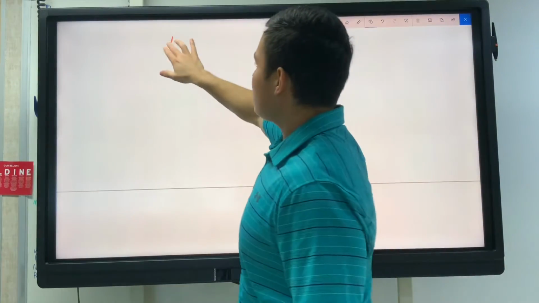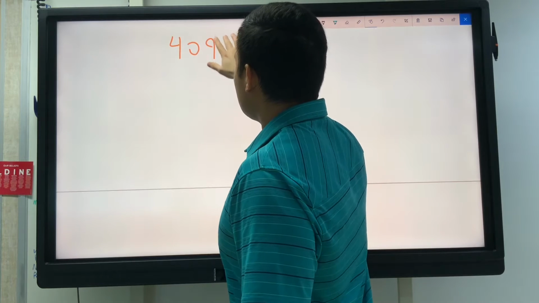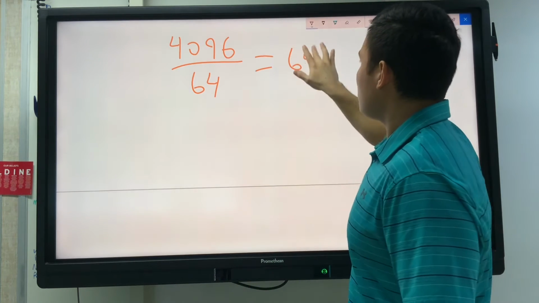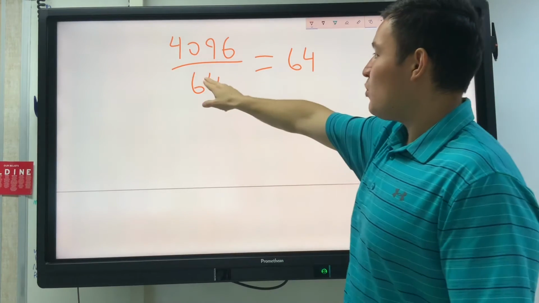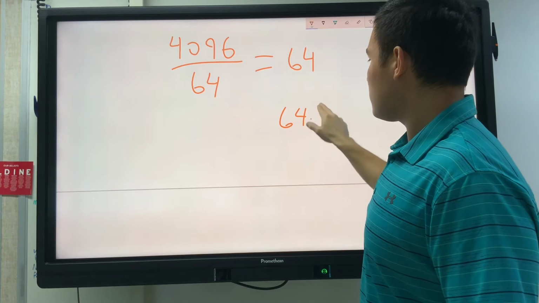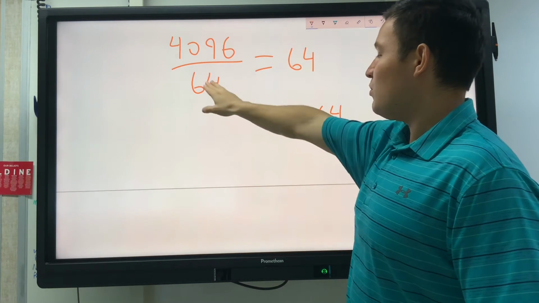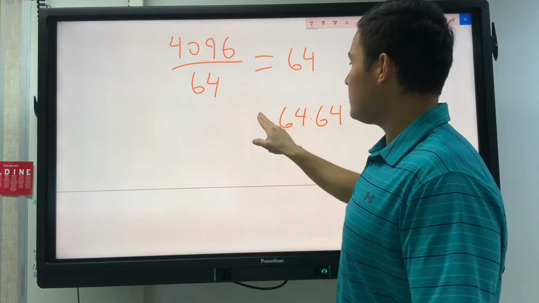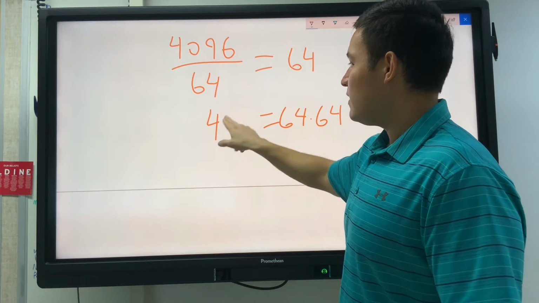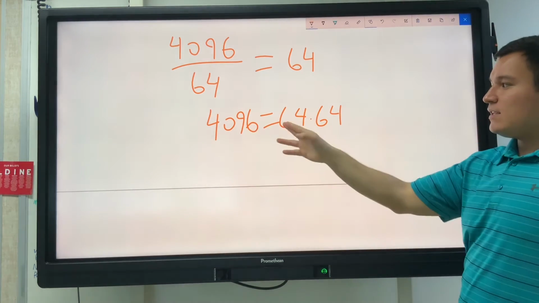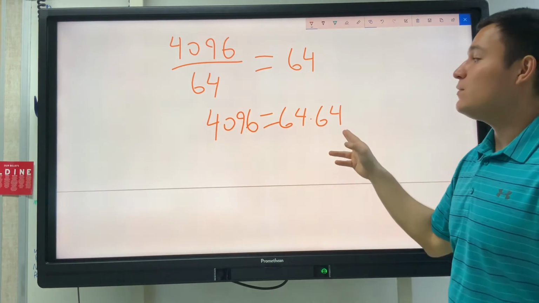Because we had this, I decided to multiply the 64 over here. If I move this 64 from the bottom and put it on the right, multiplying the right side, then I get this equation: 4,096 is equal to 64 times 64.